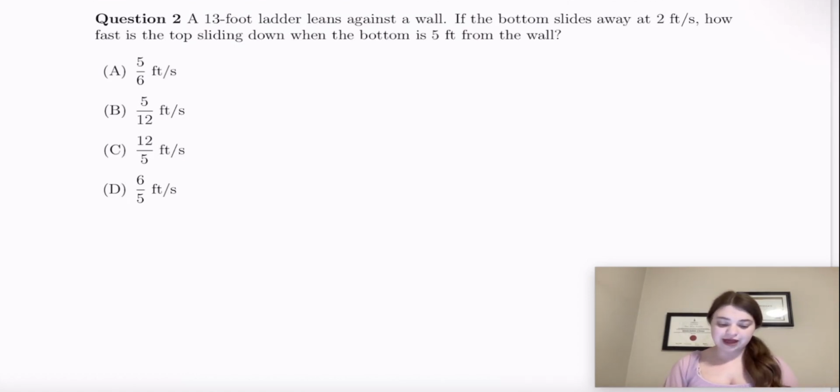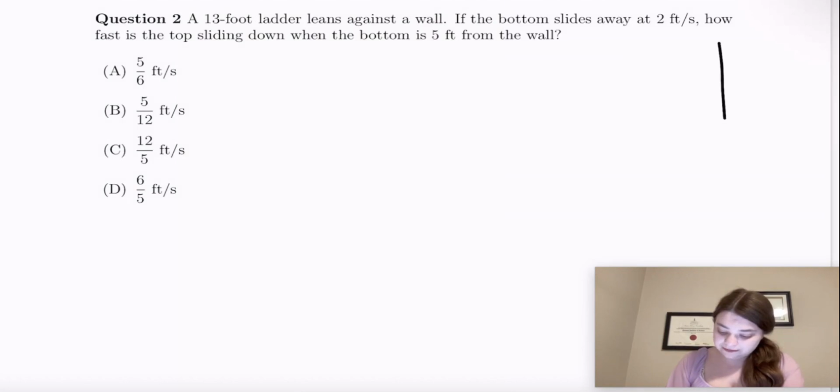Okay, a 13-foot ladder leans against a wall. If the bottom slides away at 2 feet per second, how fast is the top sliding down when the bottom is 5 feet from the wall? Okay, so first thing I'm going to do is draw a picture to model this situation.